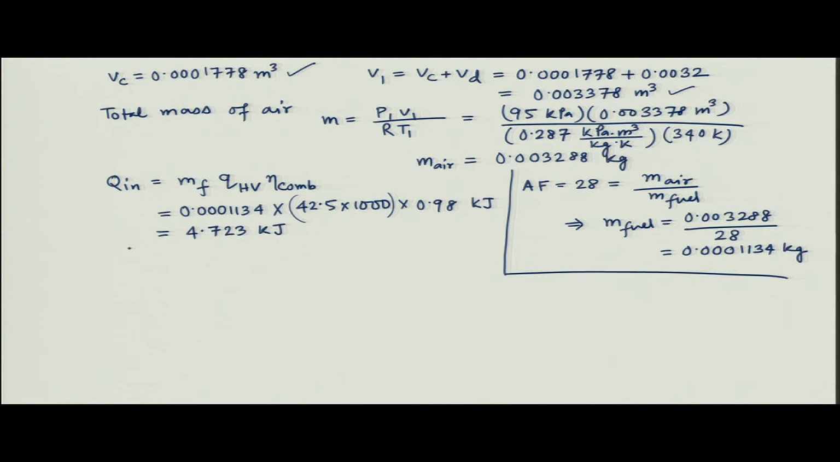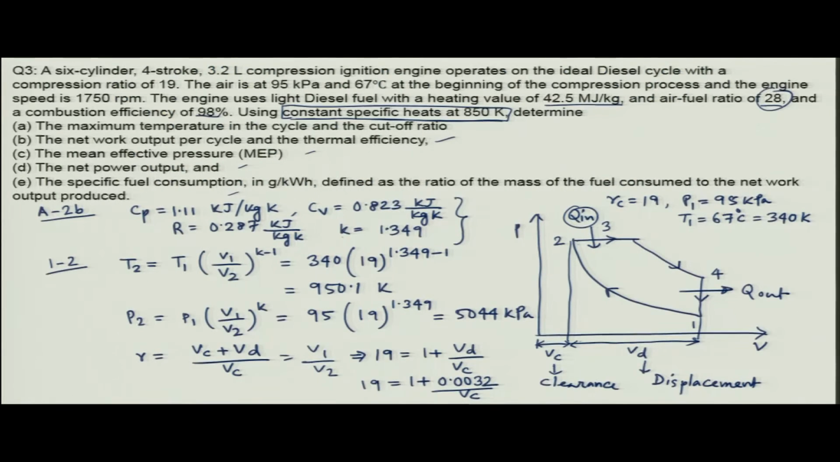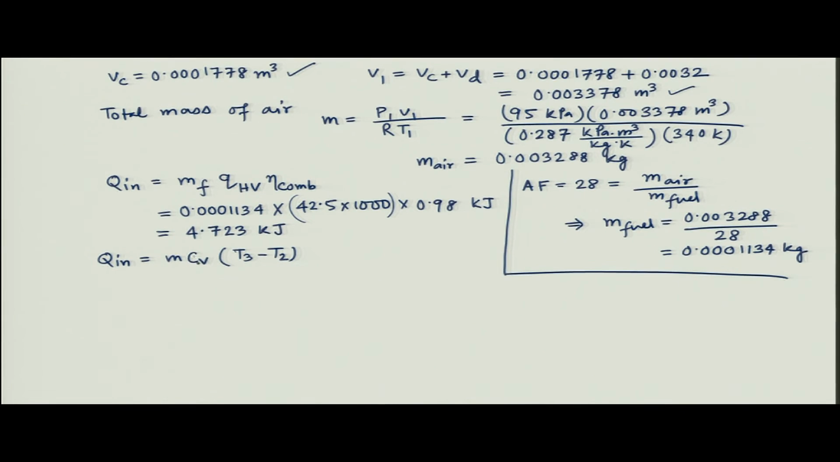Now, that Q in must be equal to m times Cv times (T3 minus T2), right? This is T3 and this is T2, corresponding to these states. So T3 minus T2 is the temperature difference multiplied by, sorry, it will be Cp, right, since it is a constant pressure heat addition process.